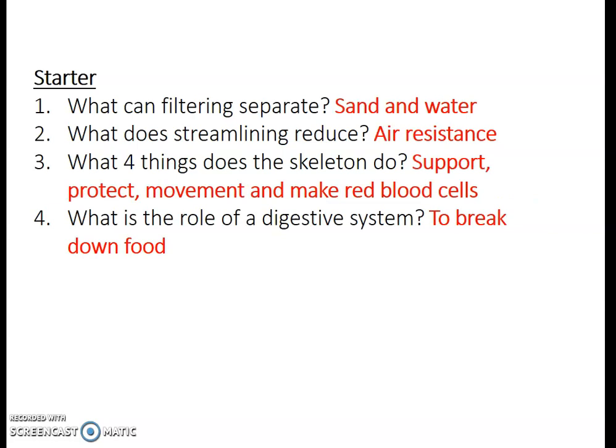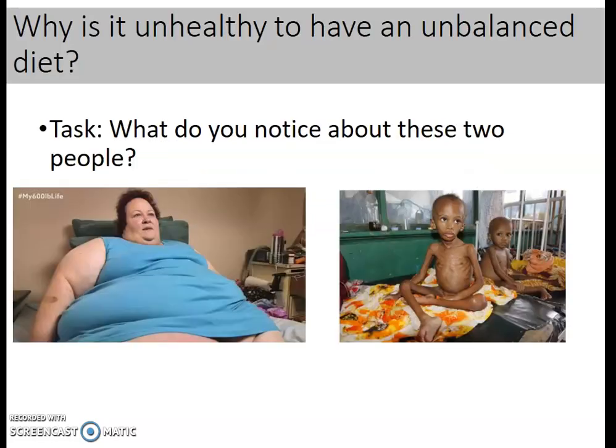Okay, so the first one: sand and water can be separated using filtering. Streamlining reduces air resistance. The 4 things that the skeleton does is support, protect, move and make red blood cells, remembering that that is in your bone marrow. What is the role of the digestive system? It's to break down food.